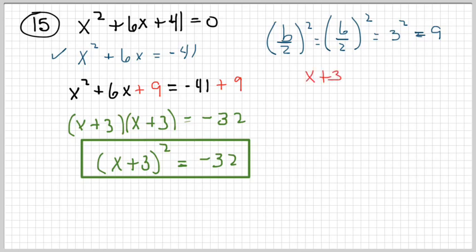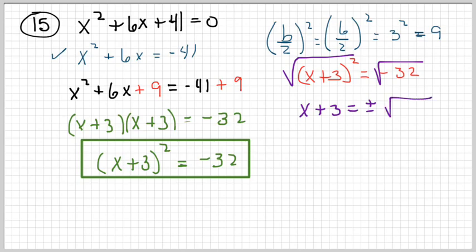X plus 3 squared equals negative 32. We solve this by square rooting both sides. Let's use that color. And I get x plus 3 equals plus or minus root negative 32. And you can see now why we practiced just the other day taking square roots of negative numbers. I'm going to take that 3 over by subtracting it.